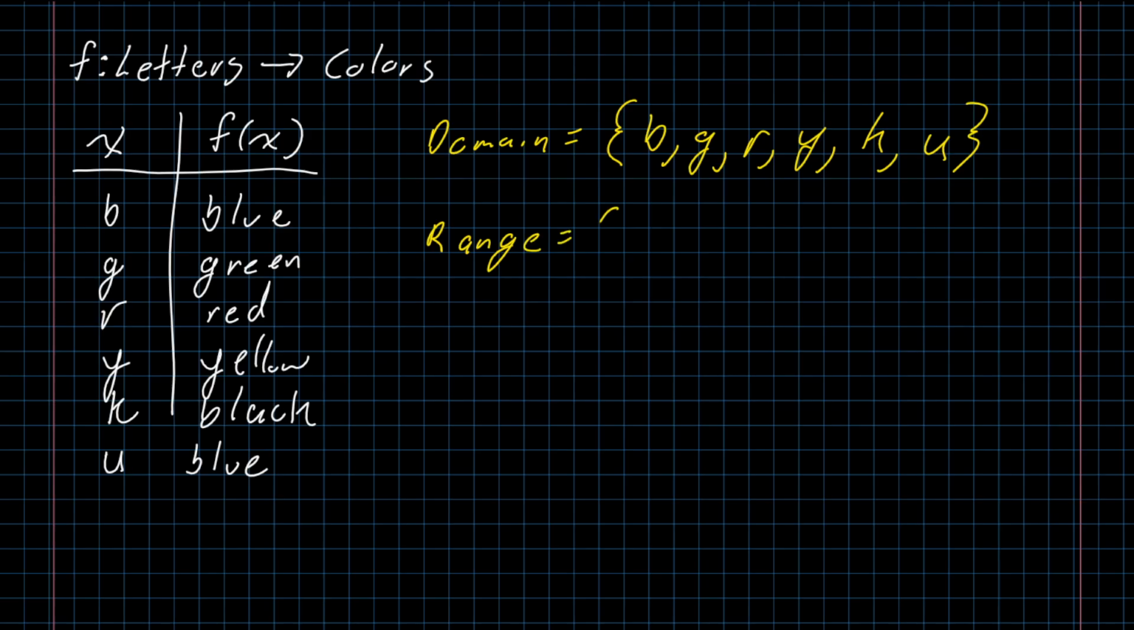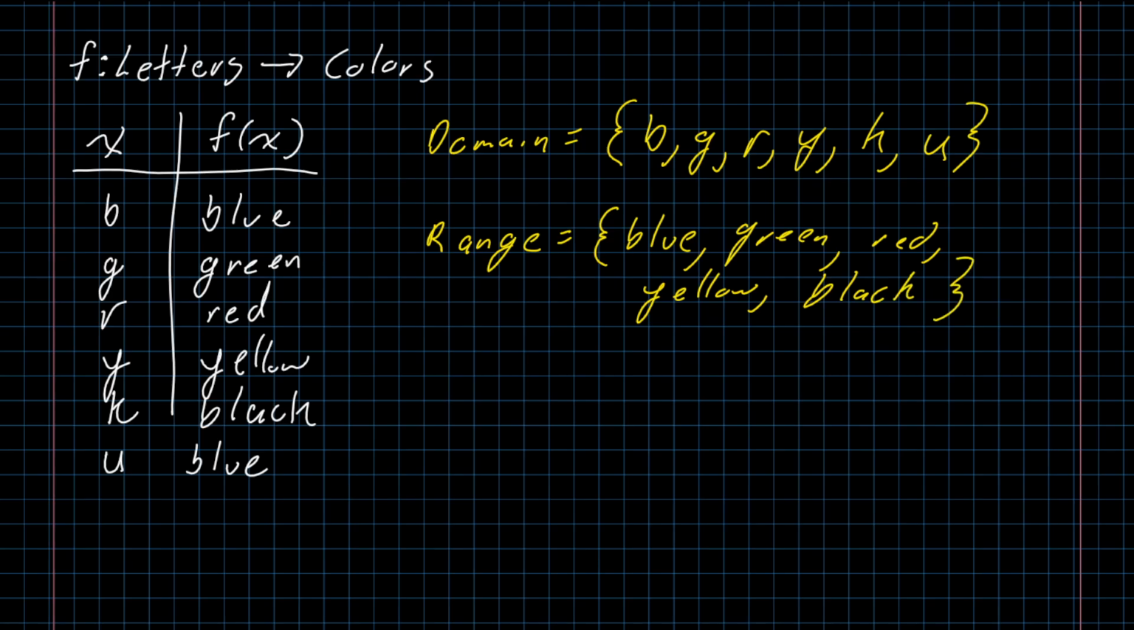And then the range of our function is all of the possible output values. In this case, that's blue, green, red, yellow, and black. Remember, a set never indicates the same element more than once, so even though blue does appear twice in our table defining the function, we only need to name it once when we're trying to describe the range.